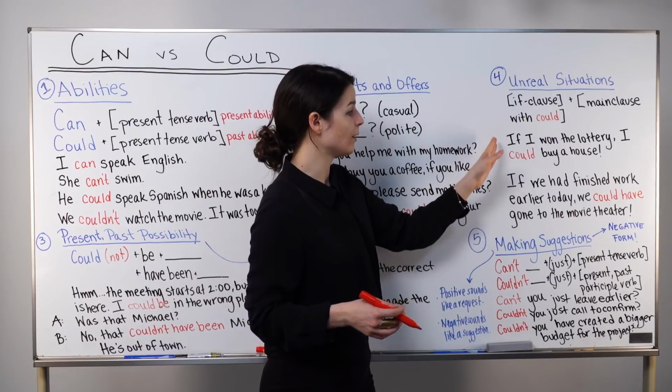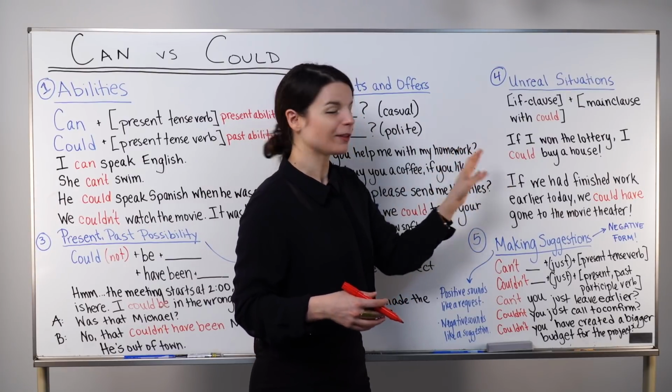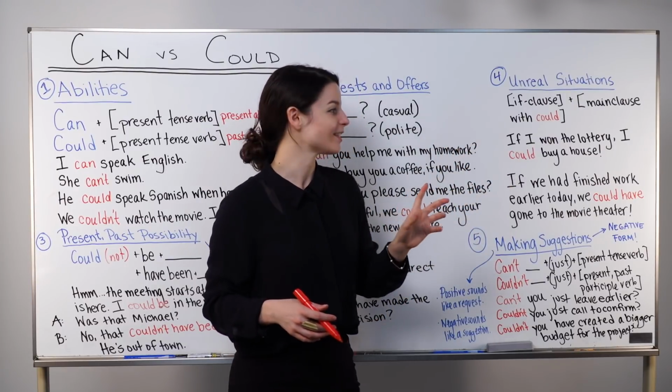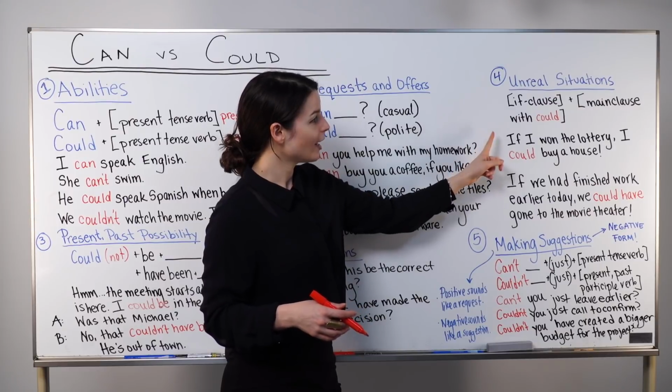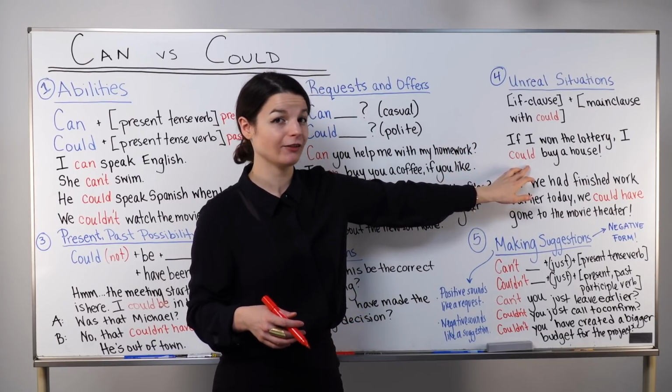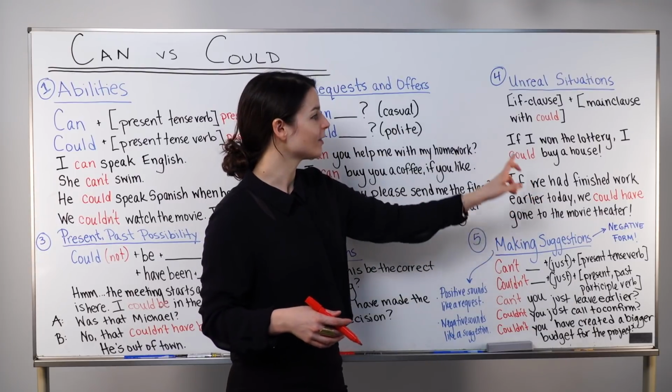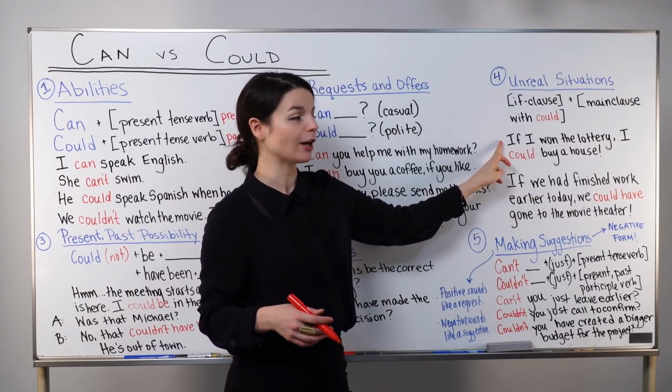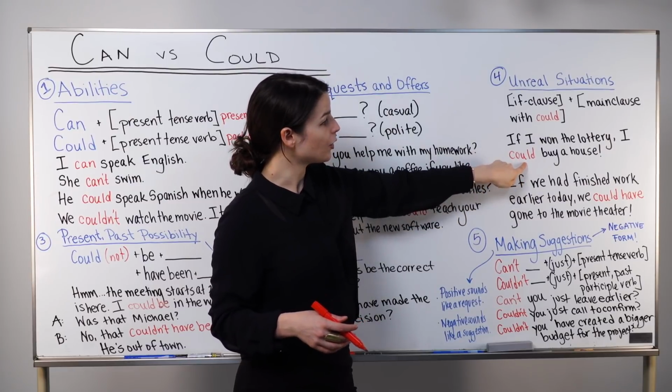So there are a few different patterns that we use with unreal situations. So I want to talk about these two. They have a little bit of challenging grammar, so let's take a look. First one, if I won the lottery, I could buy a house. Here's my if clause. If I won the lottery, comma, I could buy a house.